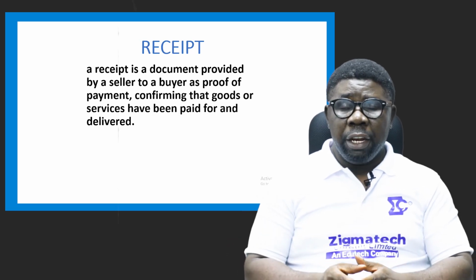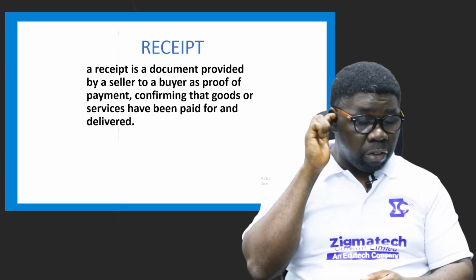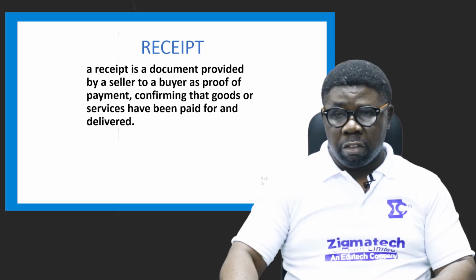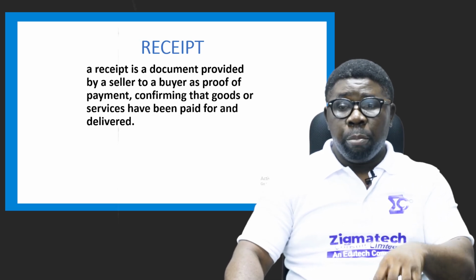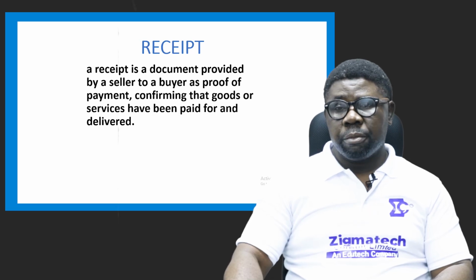Any transaction that has been ended or completed successfully will have a receipt. So it shows that this transaction has been completed and it has been recorded as well. So a receipt serves as an end to a particular transaction and a proof of payment for it as well. So that's what it represents, okay?